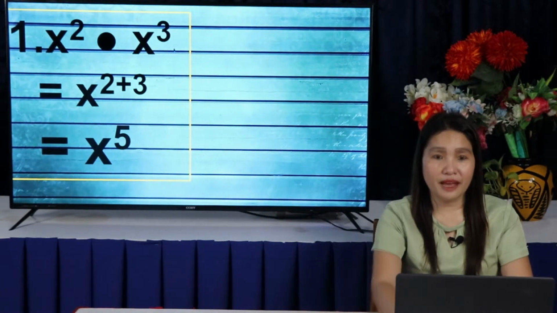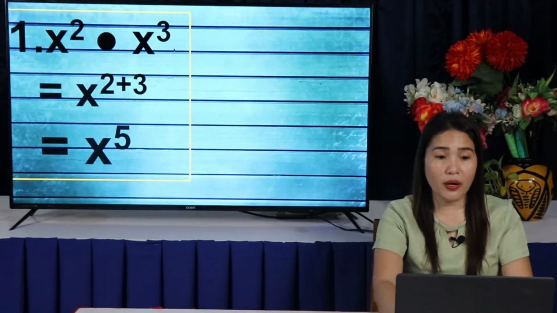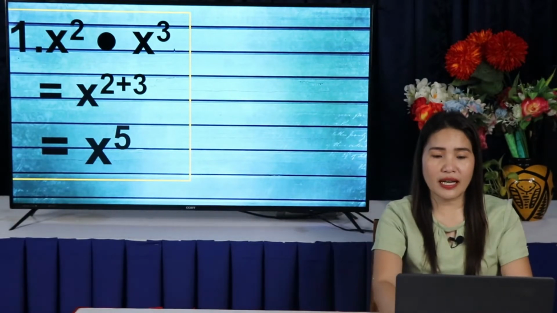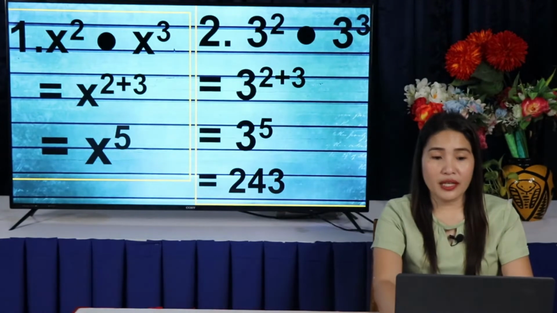Example number 1. x squared times x raised to the power of 3. Take note, the bases are the same, so you can add the exponents. Then you have x raised to 2 plus 3 equals x raised to 5. Example number 2. 3 squared times 3 raised to the power of 3 is equal to 3 raised to 2 plus 3 equals 3 raised to 5. Then the simplified form is 243.